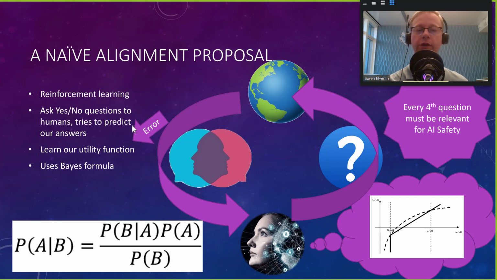The reinforcement learning agent is a Bayesian updater. It is using Bayes' formula. And the overall idea is that once it has learned our utility function, then it will start maximizing that.